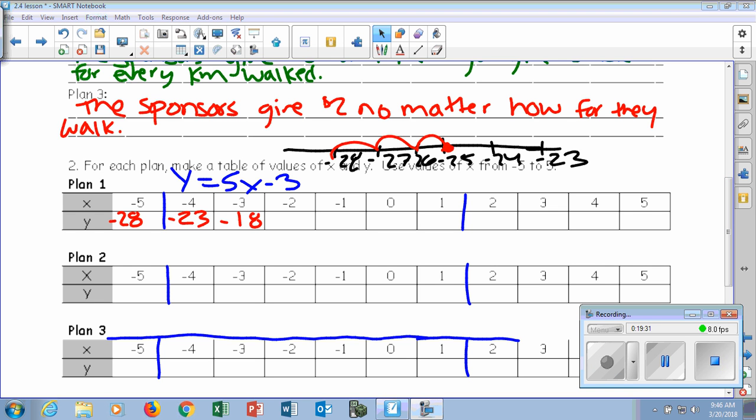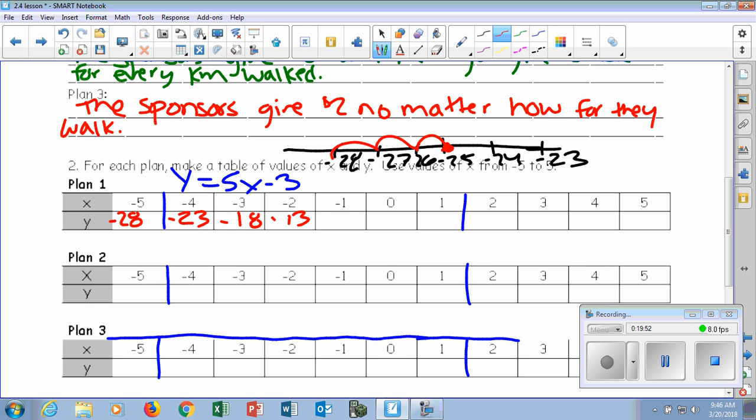Okay, we're coming back together. Anthony, can you help me fill in the rest of this, please? Okay. What did you get for the -2 portion? We did -5, -4, -3. What is -2? -13. Then what? -8. Awesome. Perfect. Yeah, because it's 0 times 5, which gives you 0. And then 0 minus 3 is negative 3.